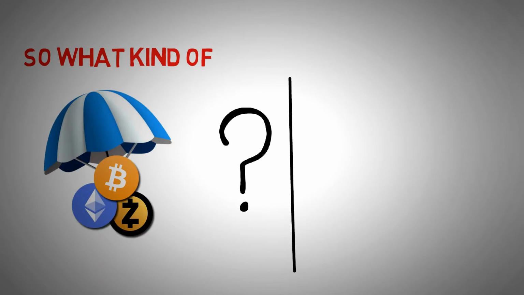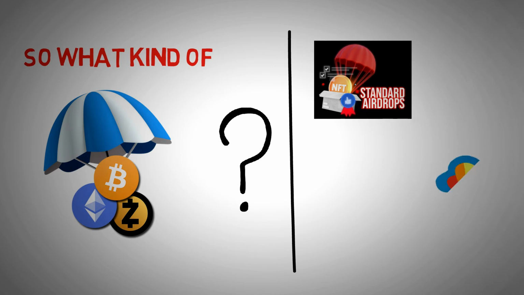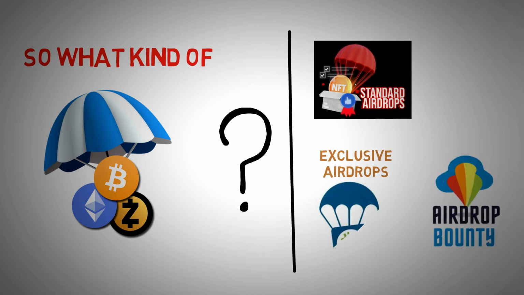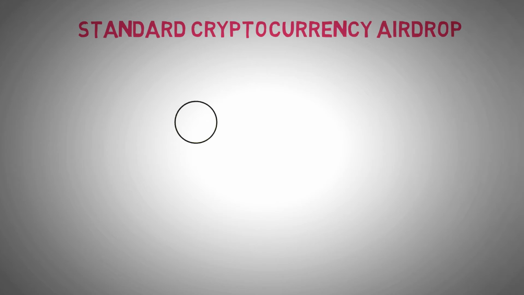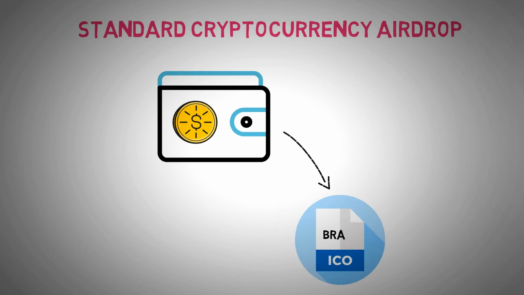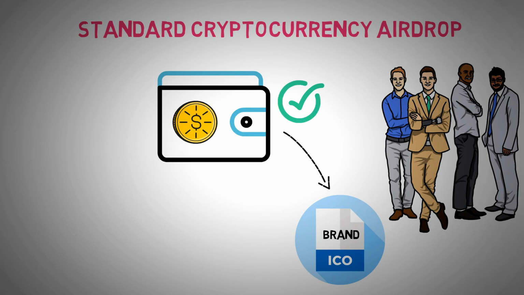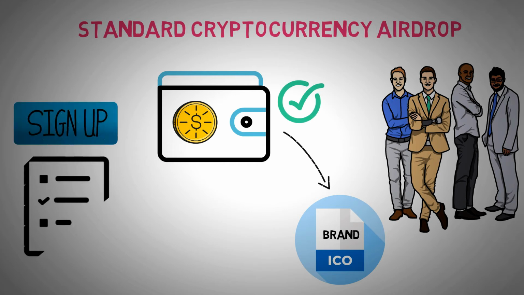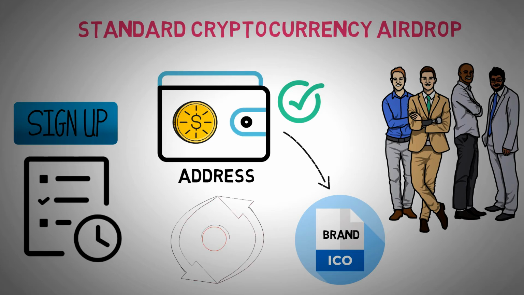So what kind of airdrops are there, you might ask? Well, here are the 4 most common airdrops you'll encounter: standard airdrops, bounty airdrops, exclusive airdrops, and holder airdrops. In a typical standard cryptocurrency airdrop, a token or coin of the native currency is deposited into an existing wallet. More often than not, it's done during an ICO to raise awareness about the brand and attract investors to purchase the asset. After signing up for the new project, all you have to do is enter the address of your wallet during the payout period.